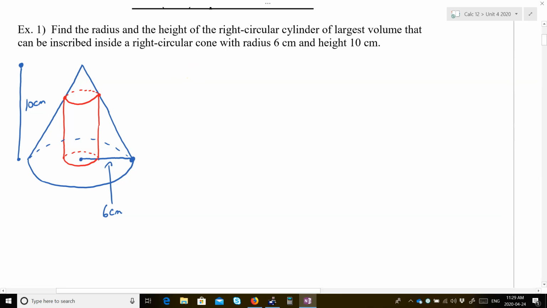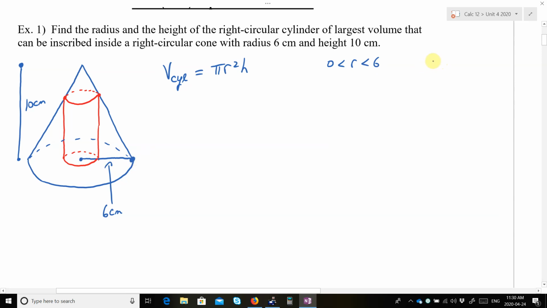So we want to maximize the volume of the cylinder, and the volume of a cylinder is given by the formula pi r squared h, the area of the base times the height. And you might notice that just from the diagram, the cylinder cannot go outside the cone, so the radius of the cylinder has to be greater than 0 first of all, but it would have to be less than 6 as well because the radius of the cone is 6, so we can't have the red cylinder going out beyond 6.